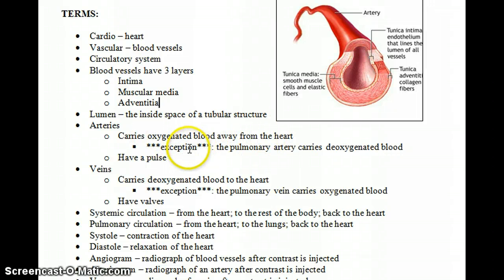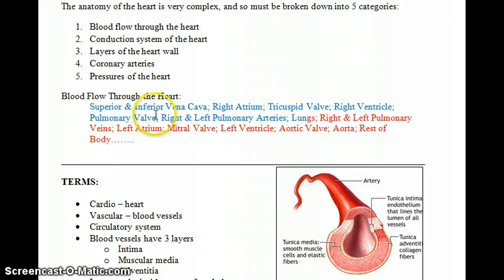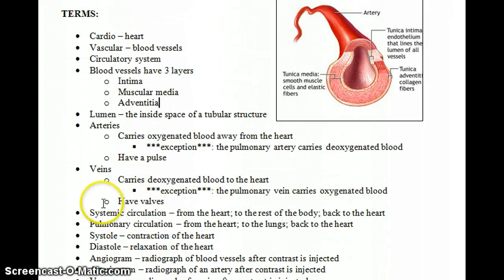And for the most part, they carry oxygenated blood to the rest of the body. However, there is an exception. The pulmonary artery carries deoxygenated blood. Now, it still carries that blood away from the heart, but it's deoxygenated. And when you understand this blood flow through the heart, this becomes easier to understand.